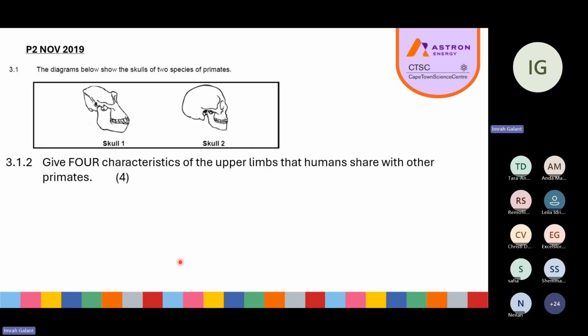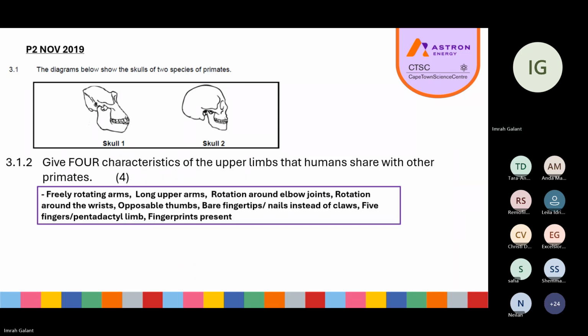So it says, give 4 characteristics of the upper limbs that humans share with other primates. So this is just a bit of things you have to remember. When I think of this question, the first thing that comes to mind is both humans and primates have opposable thumbs. We both have 5 fingers. Both have fingertips instead of claws. Also, both have long arms. So those are the ones that I think of immediately.